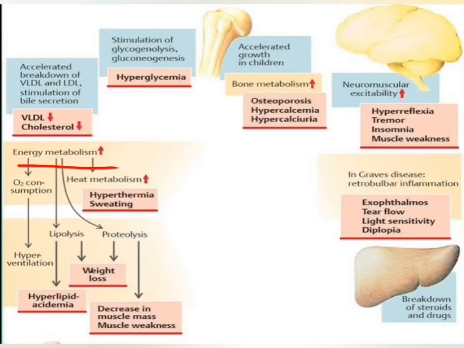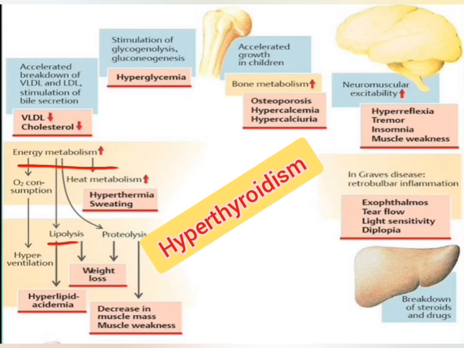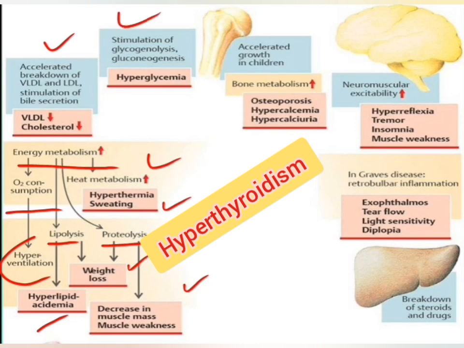For increased energy metabolism, more ATP is needed, which is produced from lipolysis and proteolysis. Due to this lipolysis and proteolysis, there is weight loss and a decrease in muscle mass, and for this metabolism more oxygen is needed, which causes hyperventilation. From this metabolism more heat is produced, which causes hyperthermia and sweating. From increased proteolysis there is accelerated breakdown of VLDL and LDL, which stimulates bile secretion, and there is decreased VLDL and cholesterol in the body. Carbohydrate metabolism is also increased, which stimulates glycogenolysis and gluconeogenesis so that more glucose is produced, and this glucose is converted into ATP, causing increased metabolism.